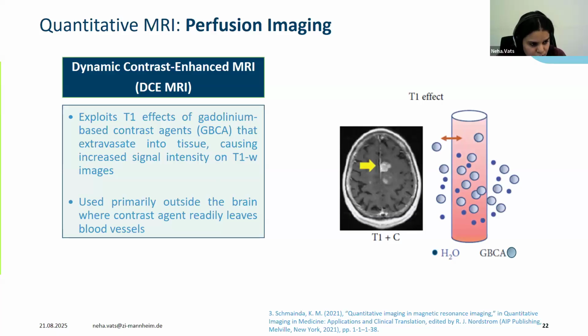Another, I will show you, this is just an explanation how the T1 effect occurs in a DCE image. So here you can see a T1 contrast imaging, and a yellow arrow shows a tumor. You can see some of the GBCA, that is gadolinium-based contrast agent, moves out of the tissue along with water. So DCE image exploits the T1 effect of these contrast agents that move out of the tissue.